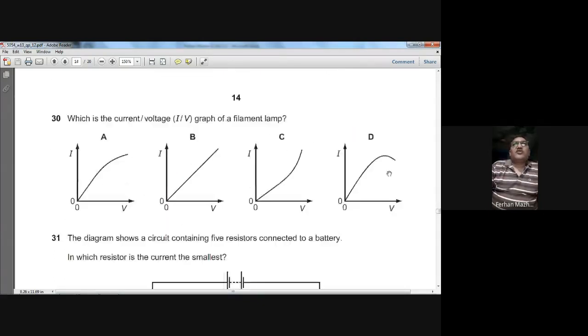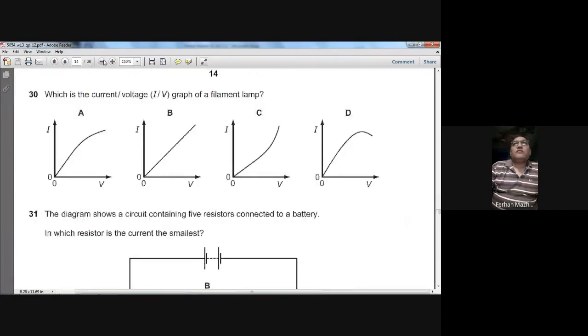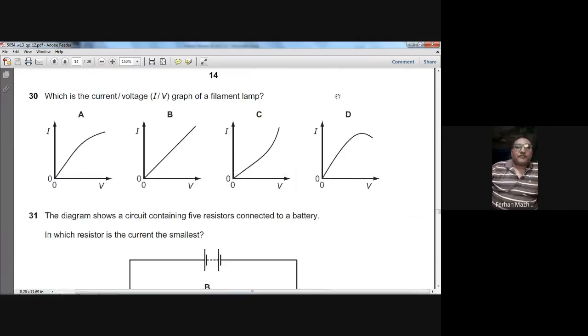Okay, on your screen you can see, I hope, question number 30. On your screen, question number 30, which is the current voltage IV graph of a filament lamp. Remember, in the filament lamp, as the voltage increases, the resistance of the filament lamp also increases.